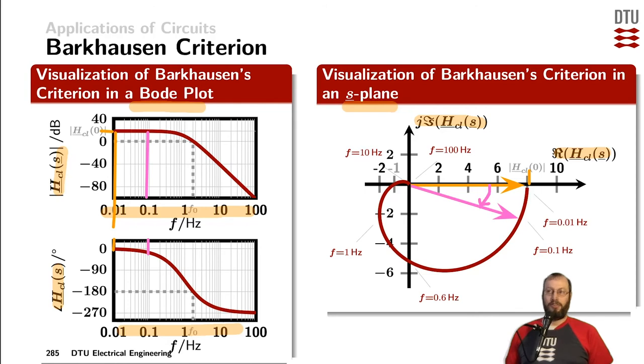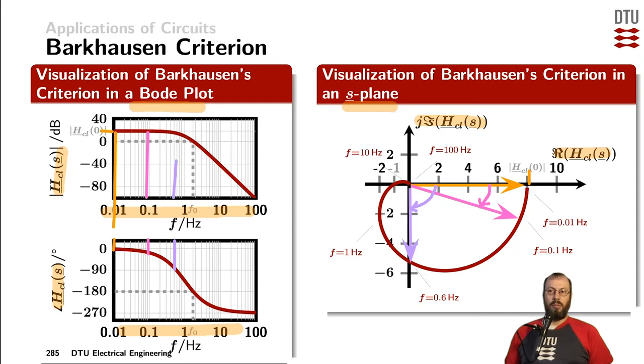At a frequency of approximately 0.6 Hz, the transfer function reaches minus 90 degrees, which we can read out on the right-hand diagram through the new vector at that frequency. The minus 90 degrees are showing up in the angle over here.